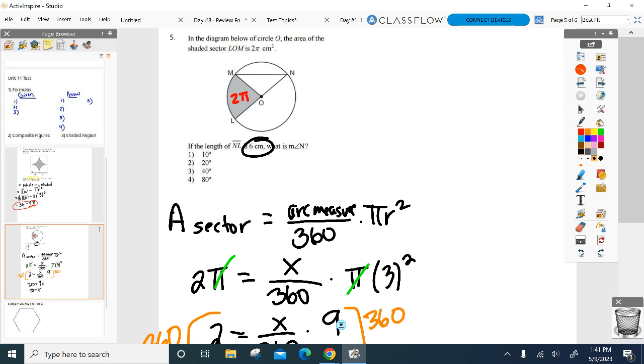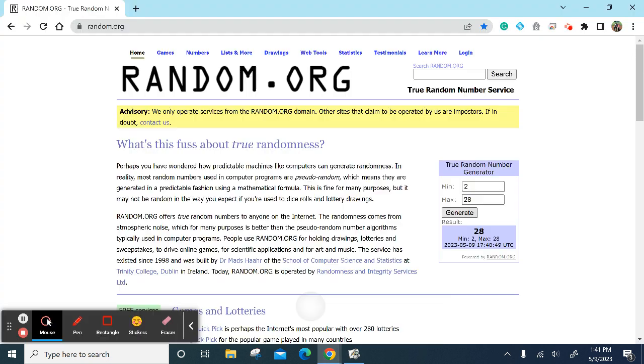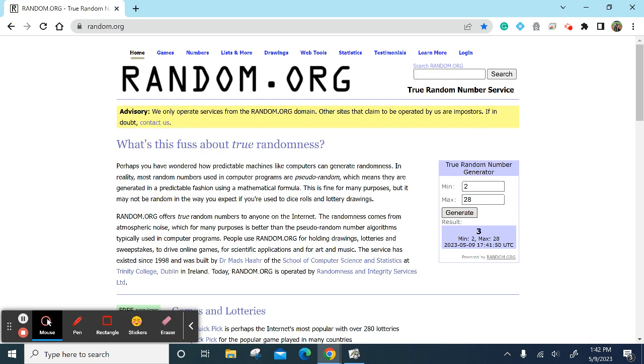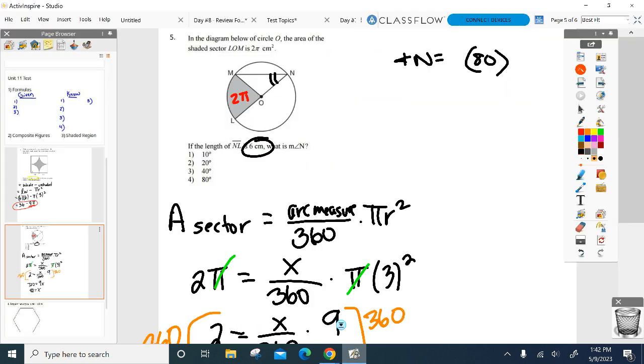Find angle N. Go back to last unit. What do I call angle N in this circle? Inscribed angle. Was an inscribed angle always equal to its arc? No, in fact, it was never equal to its arc. So that's why my answer is not 80. What did I need to do to my arc to find the inscribed angle? Take half of it. Yes. So I'm looking at 40 here.